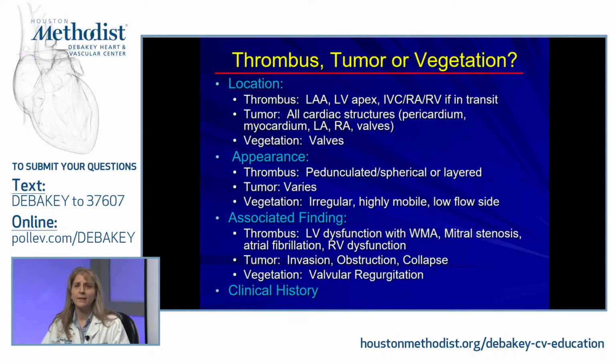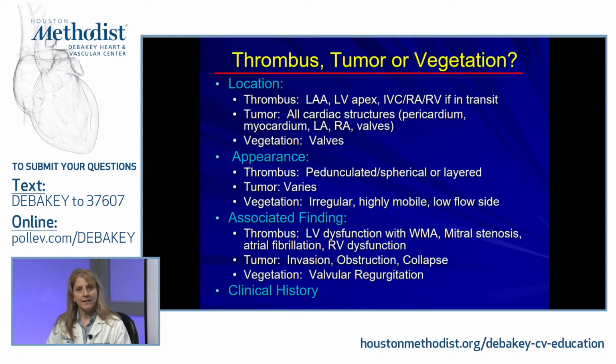The tumor, it can be anywhere in the heart on any cardiac structure. The vegetations predominantly occur on valves. The appearance can help you because thrombi are always very pedunculated or spherical, or they can be layered if they're mural thrombi associated with regional wall abnormalities. A tumor appearance will vary. A vegetation is always very irregular, highly mobile, and on the low flow side.